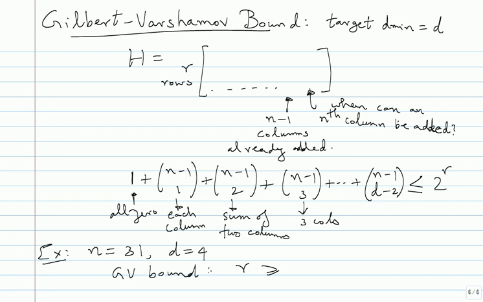Seven, really? Let me see. d is just 4, right? So you'll have 1 plus 30 plus what? 30 choose 2, right? What is 30 choose 2? It should be some 400 something. 435. You add that to these two, you'll get 466. So this tells me r should be greater than or equal to 9 at least, right? Which means what? k is less than or equal to? 23. So does this violate our previous construction?